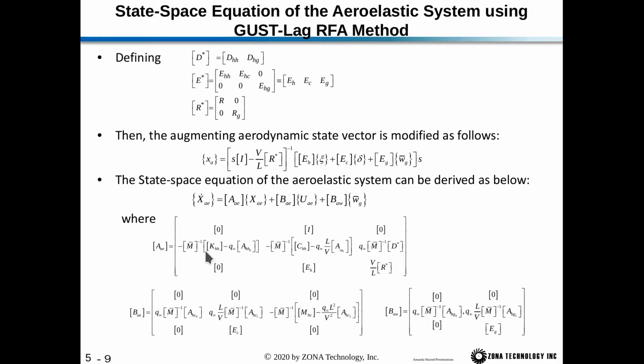So our new AAE matrix is shown here, where we've now replaced D and R by D star and R star, and our BAE remains unchanged, and then our BAW is the B term for the GUST.